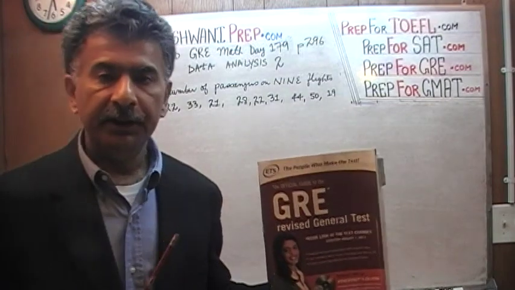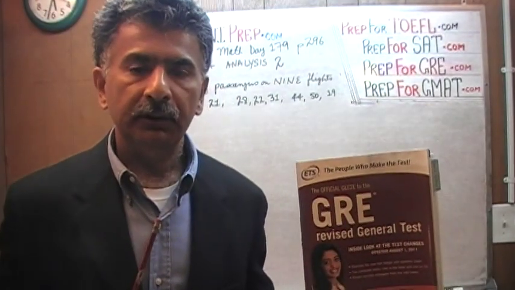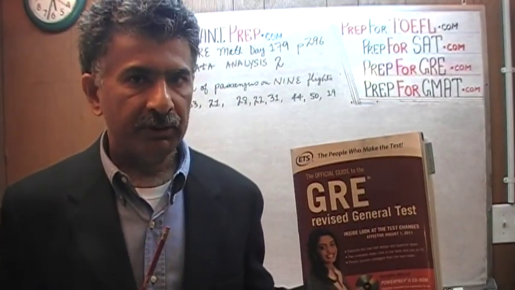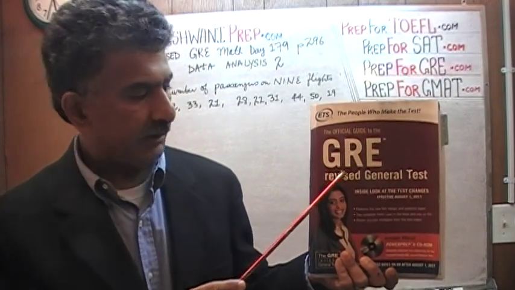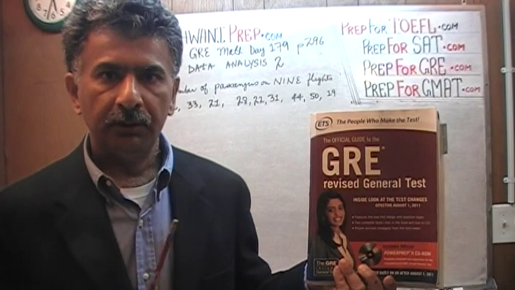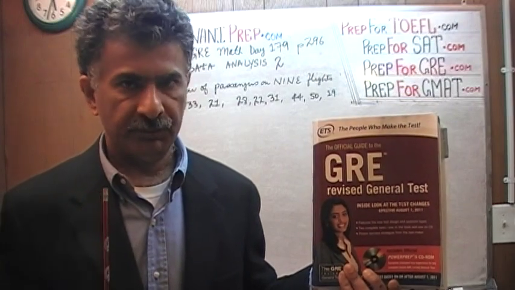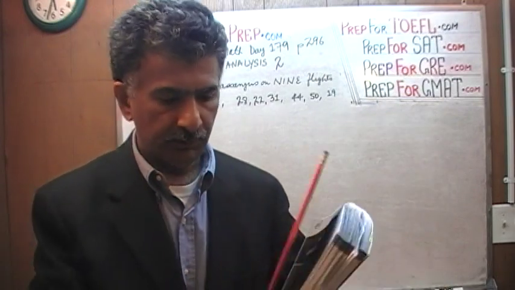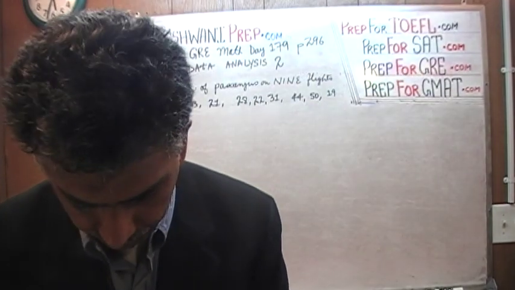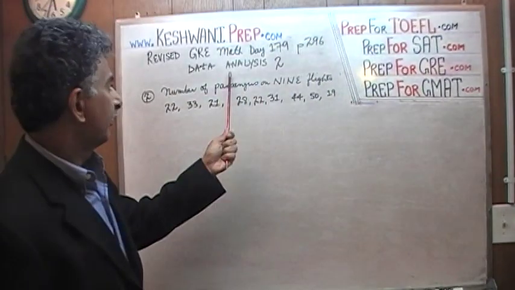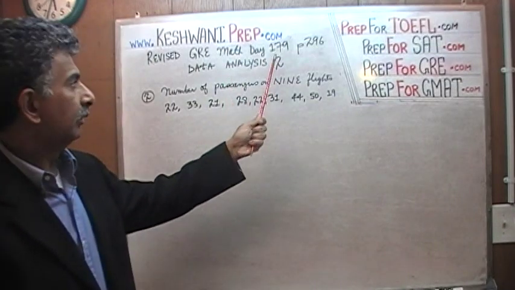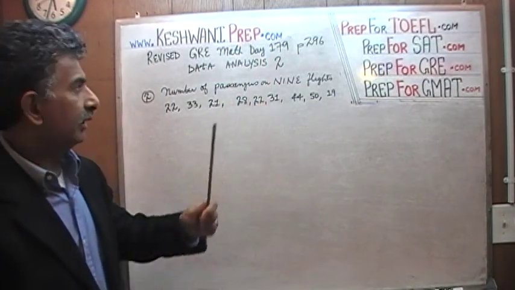Keshwani. We are here because we want to prepare for the GRE. We have been solving GRE math problems out of this book here, the official guide to the GRE, the revised general test. If you do not own this book already, purchase one immediately. You're going to need it. The problem that we are about to solve is the one that you will find on page number 296. Data analysis problem number 2, and today is our lesson number 179.